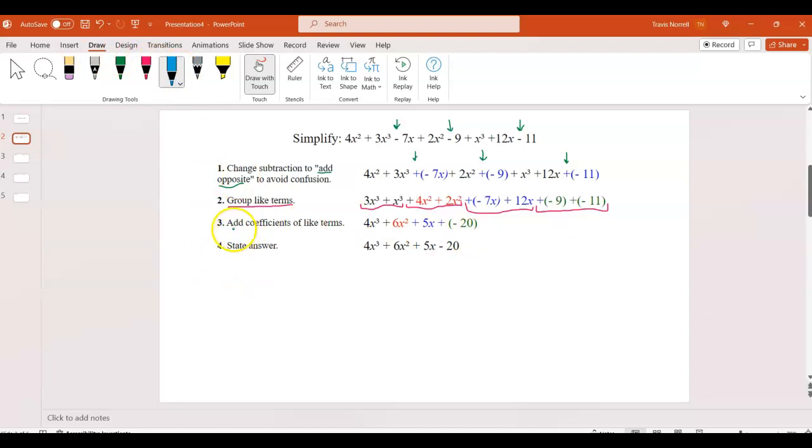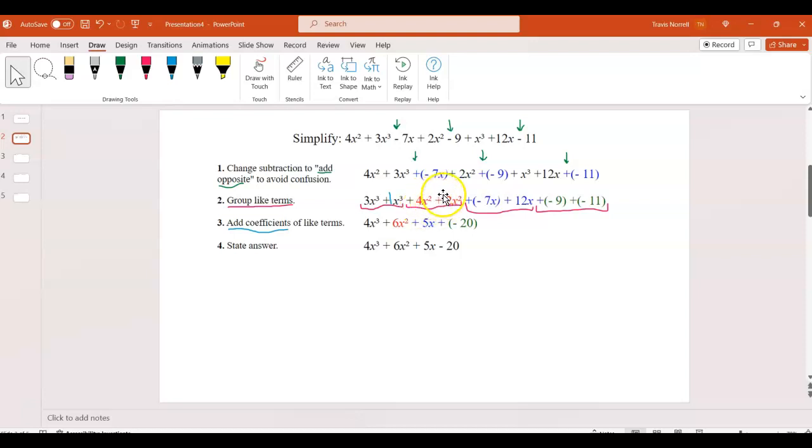The next step is to add the coefficients with the like terms. The coefficients are simply the numbers in front of the variables. So I have a positive 3x cubed and a positive 1x cubed. If there's not a number in front of the variable, there is an assumed 1 because we have at least one x cubed value. So 3x cubed plus 1x cubed would give me 4x cubed.